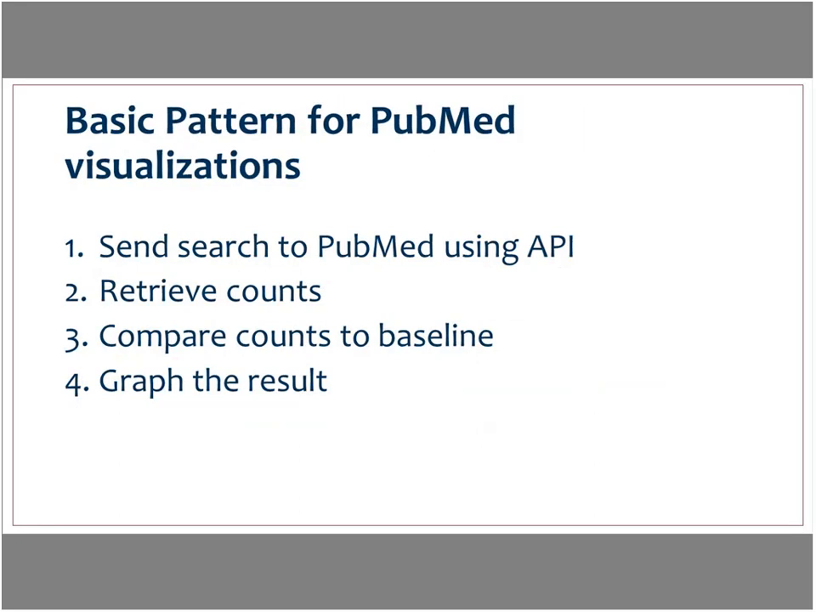So instead of talking about visualizations in general, we're going to talk specifically about visualizing PubMed results. The way to construct these visualizations follows the same basic pattern for most of the examples we're going to look at next. We start off by sending a search to PubMed using a programmatic interface, API for short, that's the acronym most people use. We're going to retrieve the count for that search, so we send a search and get back a number of results. We're going to compare that count to some sort of relevant baseline. And finally, we're going to graph what that difference looks like.